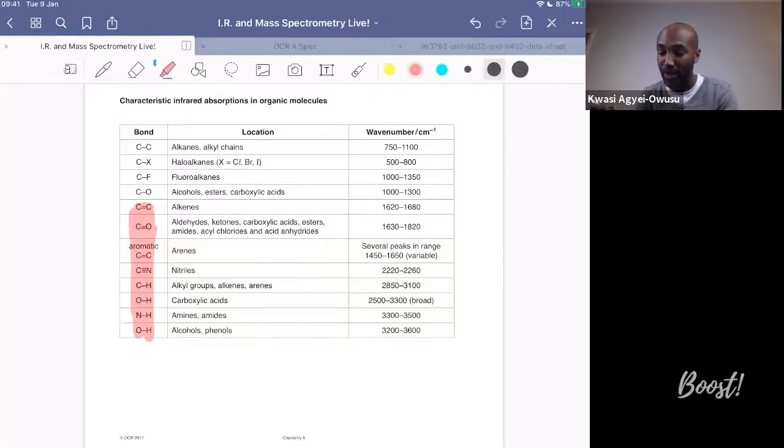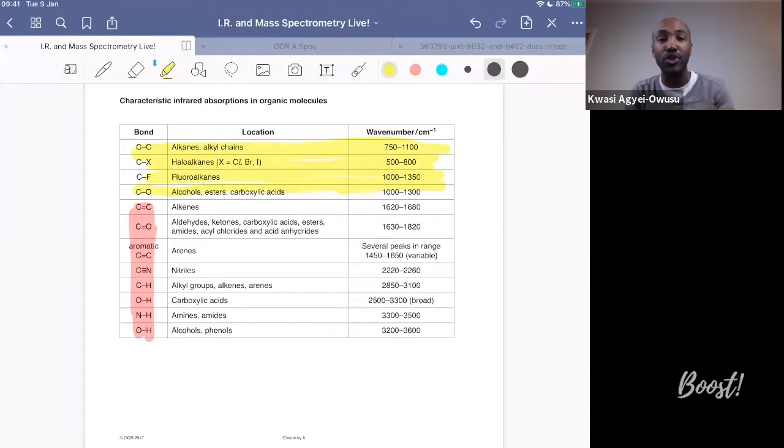The bonds that have wave numbers below 1500, in other words these yellow bonds here, are in the fingerprint region. The fingerprint region is used to identify molecules. If you carry out an infrared spectroscopy experiment and compare the spectrum you get for your molecule with those in a database, you should be able to get a perfect match or overlay, which allows you to identify your organic molecule in that way.